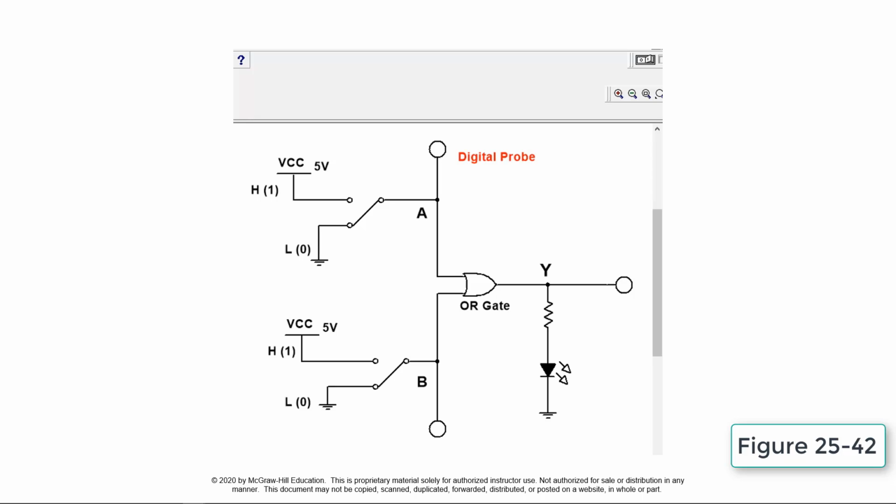This circuit simulates the operation of a two-input OR gate. The output LED will be on when A or B or both are at the high or 1 level. The basic rules that apply to an OR gate are: if one or more inputs are 1, the output is 1. If all inputs are 0, the output will be 0. The simulation is operated to confirm this function.